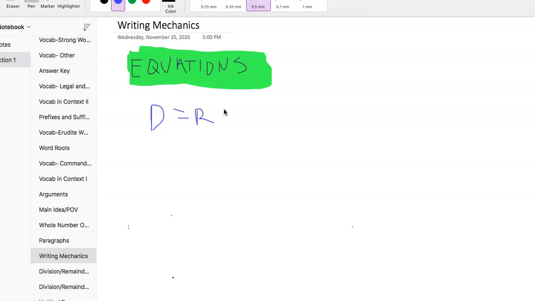You guys know this formula? Distance equals rate times time. Okay, so we'll go through a problem here. But distance equals rate times time, and so what will always happen in these kind of questions is they're going to give you two of them. Like they'll give you distance and rate and ask you to solve for time or something like that.